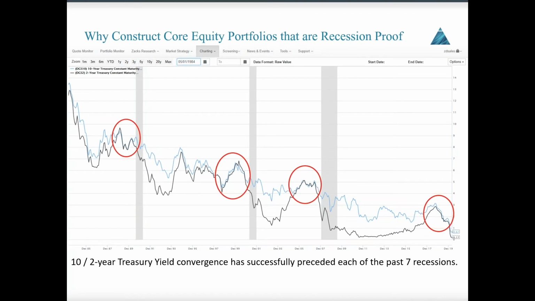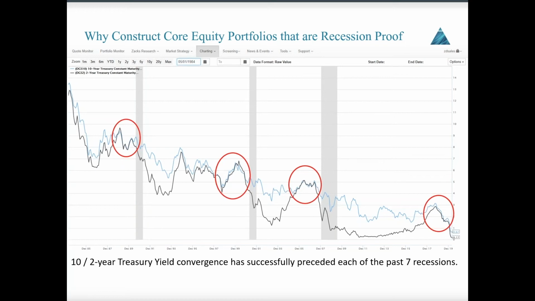Everyone has seen this advisor tools chart before. This is a chart that I've been showing since Q4 of 2019. And today we're going to take a little bit different twist on it and talk about some of the issues in using the 10-2 Treasury yield convergence as a guidepost.